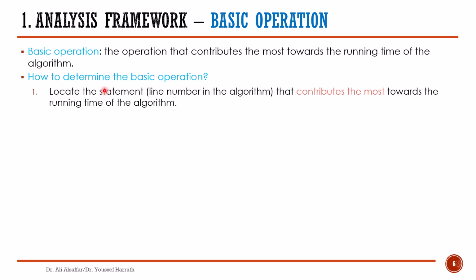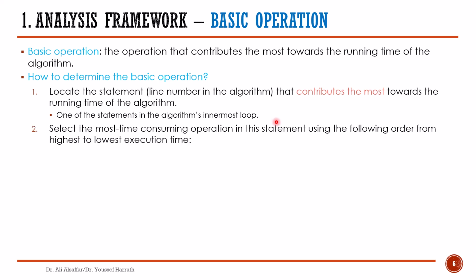To determine the basic operation, you need to follow two steps. The first step is to locate the statement or line number in the algorithm that contributes the most towards the running time of the algorithm. If your algorithm consists of nested loops, then select one of the statements in the algorithm's innermost loop. After locating the statement that contributes the most towards the running time of the algorithm, this statement may consist of more than one operation. Select the most time-consuming operation in this statement using the following order from highest to lowest execution time.